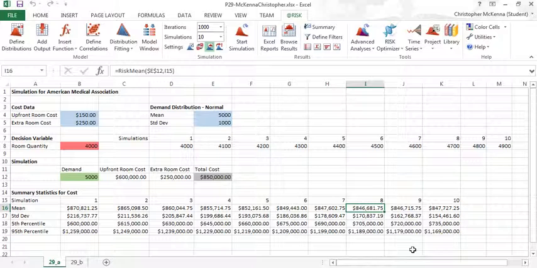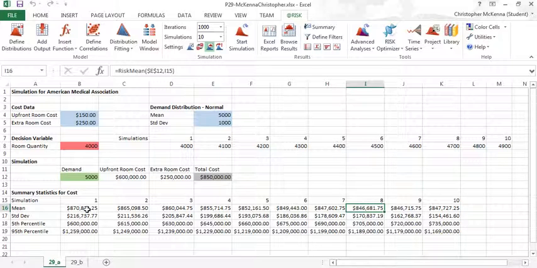A little bit cheaper than our simulation 9, which is the equivalent of 4,800 rooms. So based on the simulation and the randomly generated variables, we've determined that simulation 8, booking 4,700 rooms, will be the cheapest. Now, though it is the cheapest on average, there is still the standard deviation that we will have to look at.